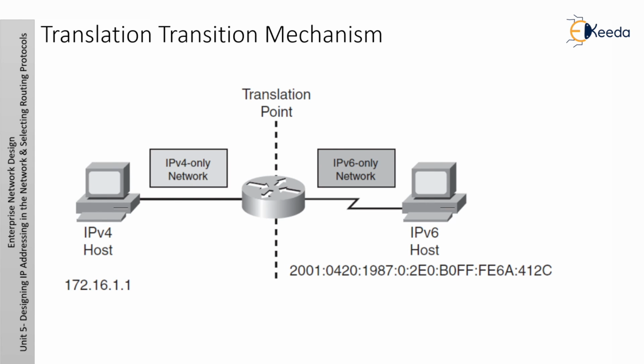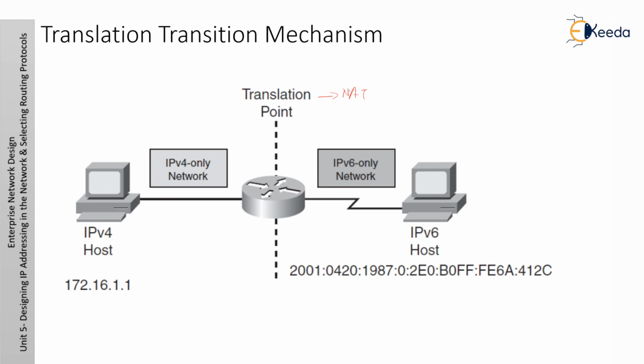Translation transition mechanism. This is another mechanism. Dual stack and tunneling techniques manage interconnection of IP version 6 domains. For legacy equipment that will not be upgraded to IP version 6, and for some deployment scenarios, techniques are available for connecting IP version 4 only nodes to IP version 6 only nodes using translation, an extension of the NAT technique. So this translation is an extension of the network address translation technique.